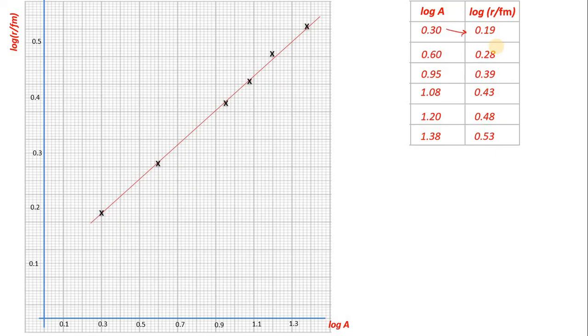So in order to find the gradient, we need to choose 2 points on the best fit line. Remember, do not use the points given in the table or given values. Do not use those. Always choose points on the line. So I am choosing these 2 points.